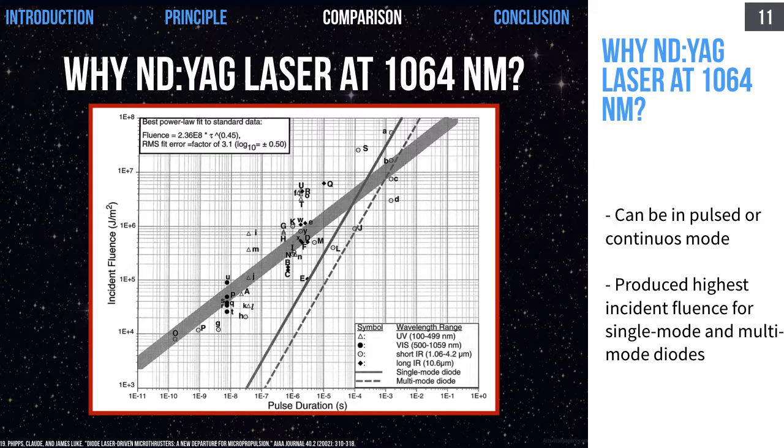Why do researchers always use an Nd:YAG laser at 1064 nanometers? Firstly, it is because it can be used in pulse or continuous mode, and secondly, as you can see from the figure here, it has the ability to produce the highest incident fluence for single-mode or multi-mode diodes.